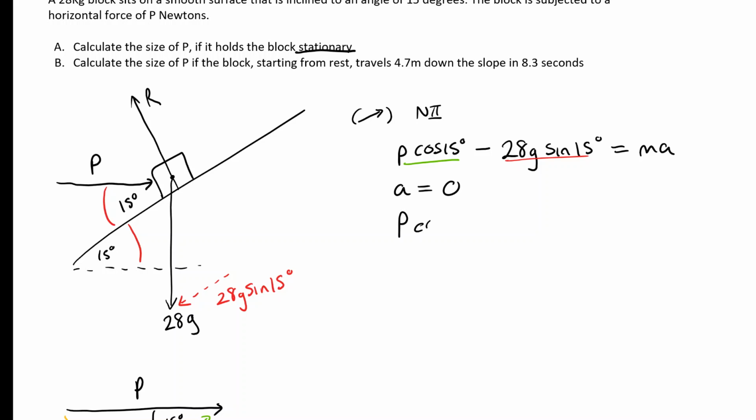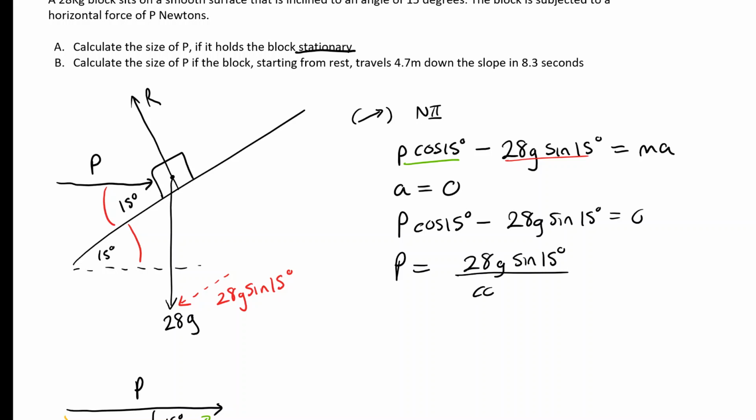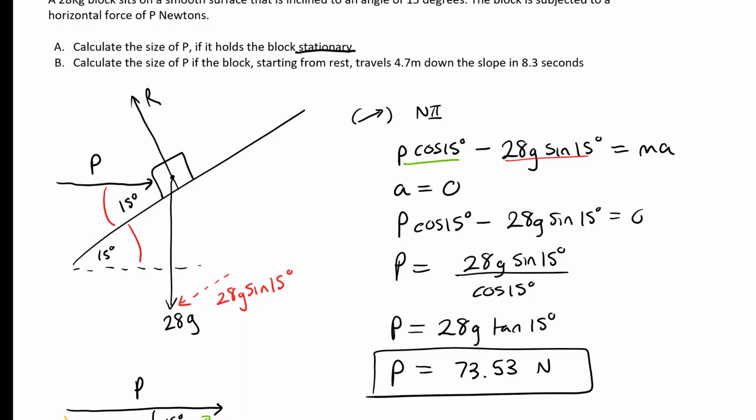So P cos 15 degrees minus 28g sine 15 degrees is 0. Rearranging this by putting 28g sine 15 degrees on the right and then dividing by cos 15 degrees will leave us with 28g tan 15 degrees. That's the value of P that's required to keep the block stationary. This is 73.53 newtons. That's the answer to A.